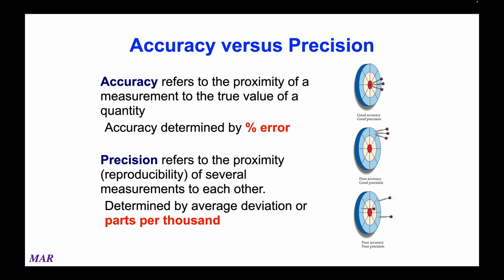Now, you can always do parts per thousand analysis if you have 2 or more values, and it's not too hard of a thing to figure out. Accuracy, on the other hand, you do need to have the actual value of what you're measuring. And if you have that, then you can find percent error, i.e. how close your value is to the actual value. And usually the smaller percent errors are more accurate.